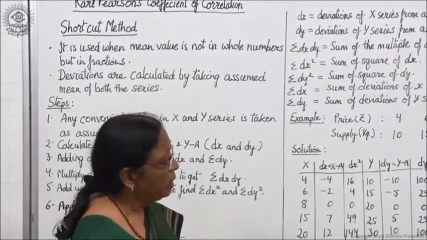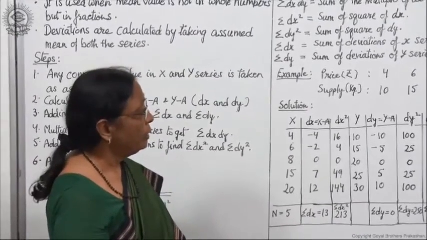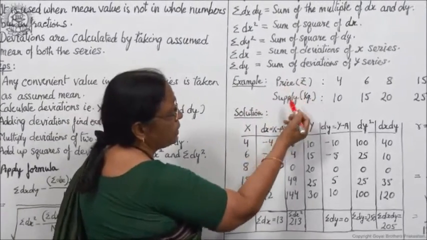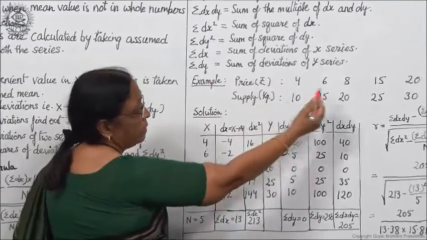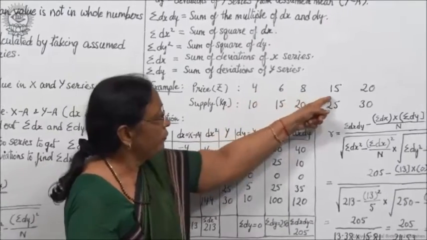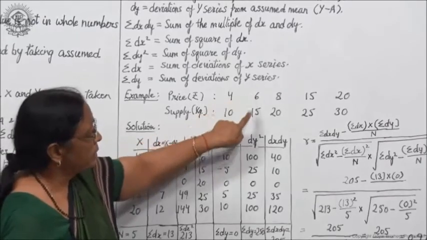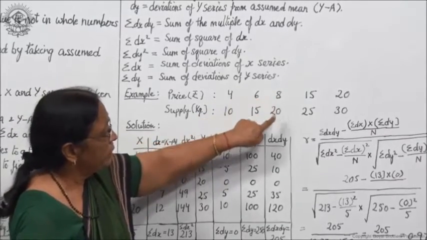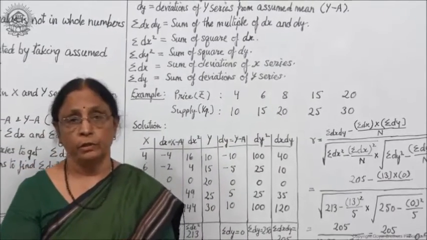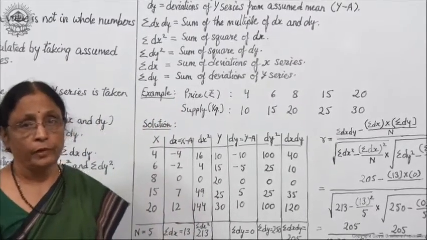Now let us see how we calculate the coefficient of correlation with the help of an assumed mean. This is the example: price in rupees and supply in kg. These values are given to you. Price 4, 6, 8, 15, 20. When the price is 4, supply is 10. When the price is 6, supply is 15. Price is 8, supply is 20, and so on. You have to find the coefficient of correlation between price and supply, right?